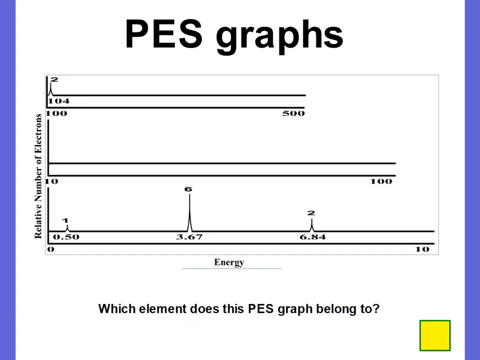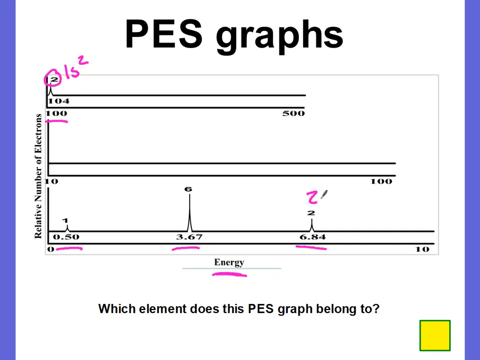So this is a PES diagram. To read them, you find the largest number on the bottom, or the x-axis, because that's the energy needed to remove that electron. So we have 100, we have 6, 3, and 0.5. The one that requires the most energy to remove is the closest to the nucleus. So this is the 1s2 peak. I say 1s2 because it has 2 electrons. The height of the peak has to do with how many electrons are in that sublevel.